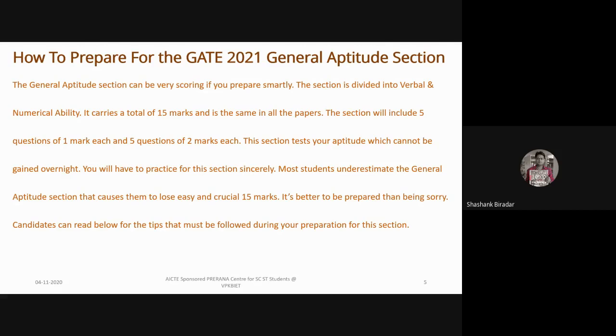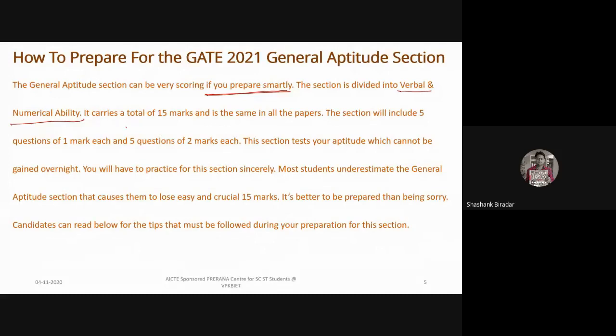You can score 15 out of 15 in general aptitude, and that is obviously going to create an impact on your percentile. The general aptitude section can be very scoring if you prepare smartly. The smart preparation is very, very important here. The section is divided into verbal and numerical ability.